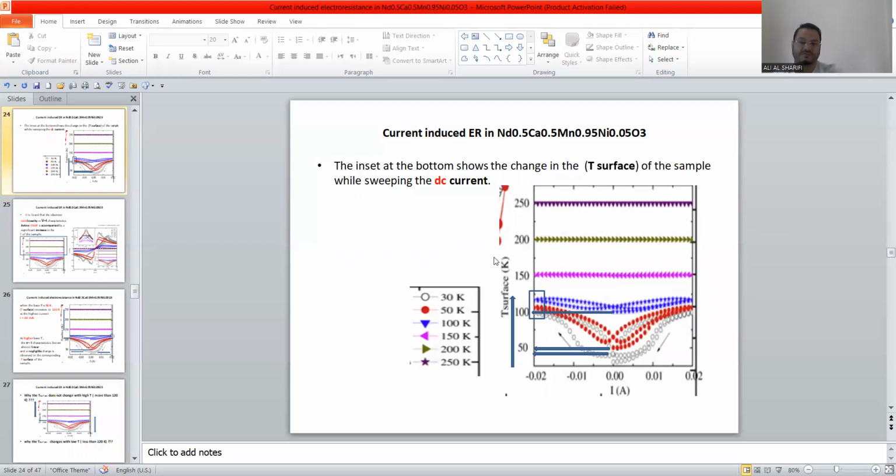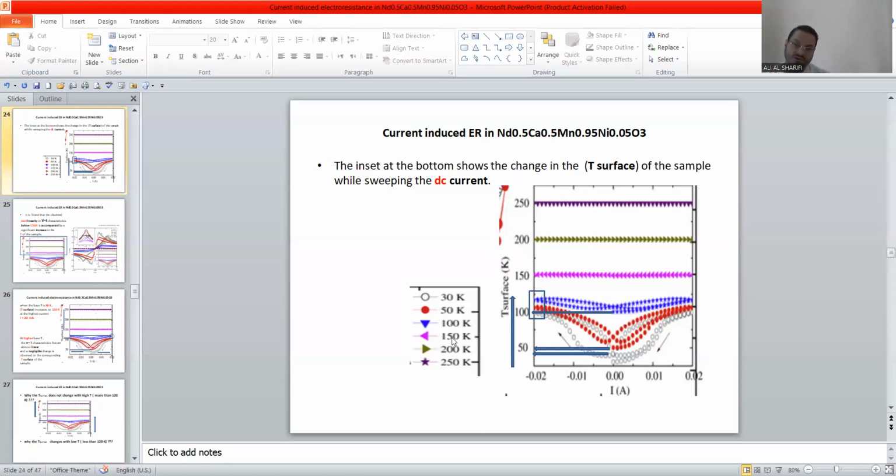I took this picture from my previous plot. The inset at the bottom shows the change in the T surface of the sample while sweeping the DC current. Like I said before, we have different amounts of current, 30, 50, until 250. At IV, until 150, the behavior was non-linearity, and it was very clear.